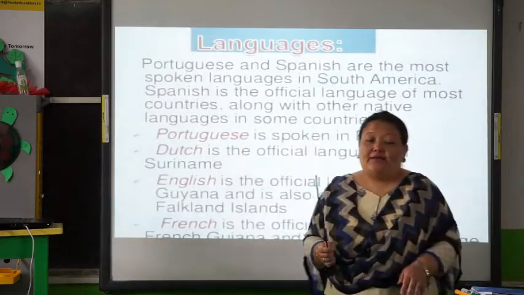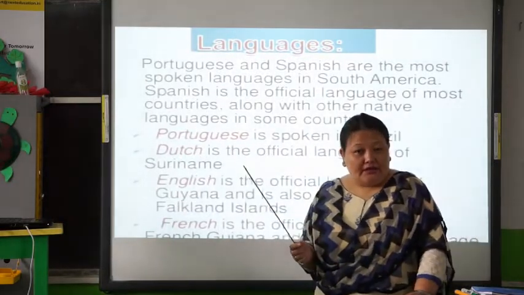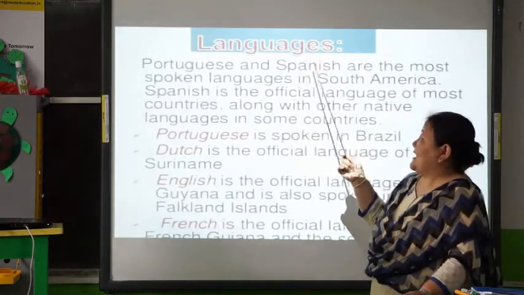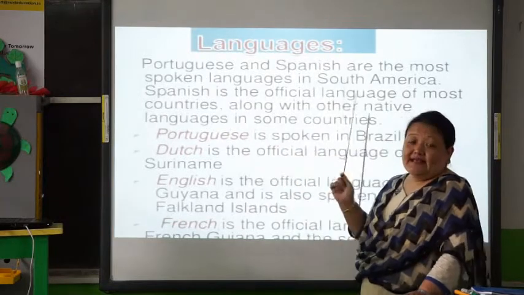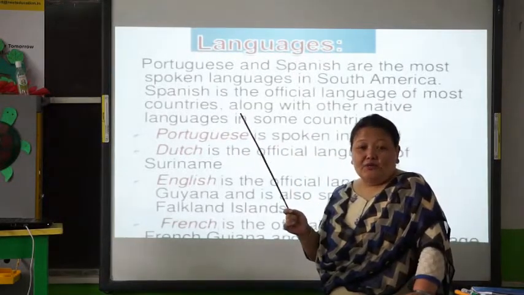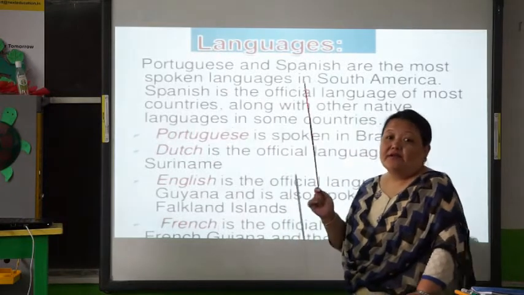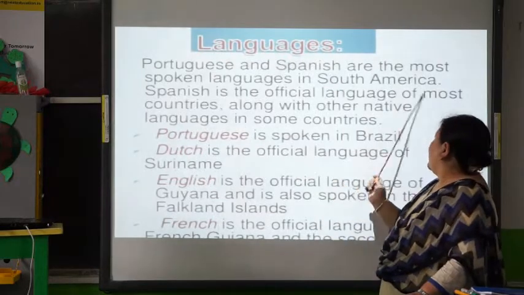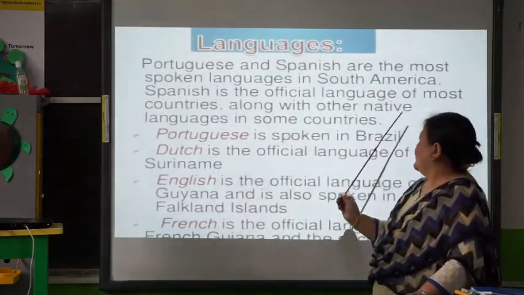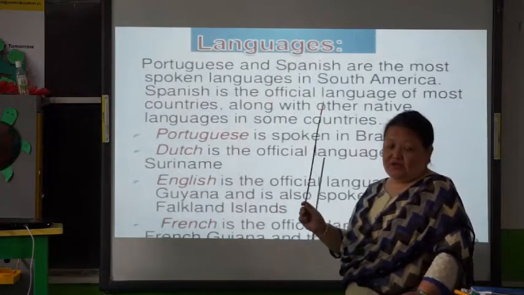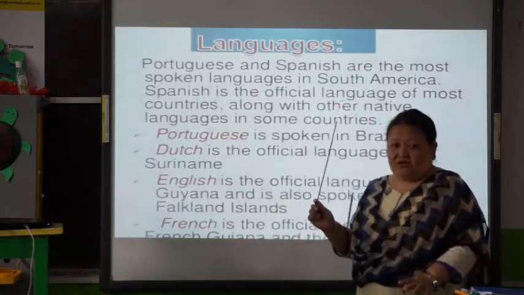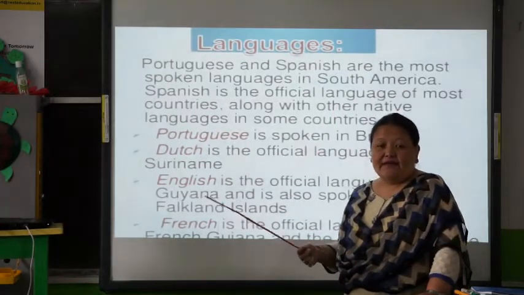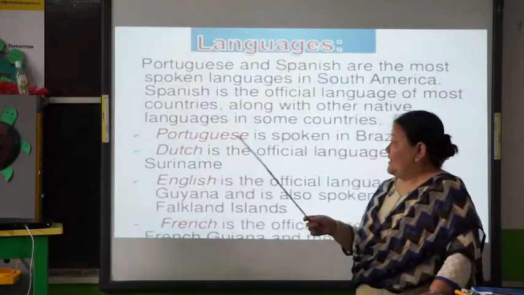Now, what are the languages which are spoken in South America? So mainly they speak Portuguese and Spanish. So Portuguese and Spanish are the main languages which are spoken in South America. Okay. So Spanish is the official language of most countries along with other native languages in some countries. So they usually speak Spanish, okay, and for official work also they are usually speaking in Spanish, and in other areas they will be speaking the native languages.